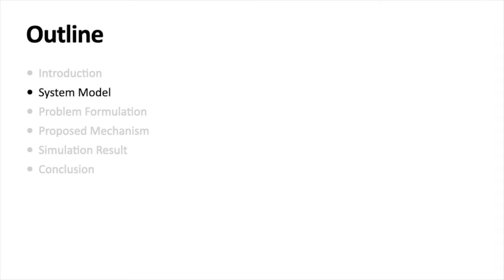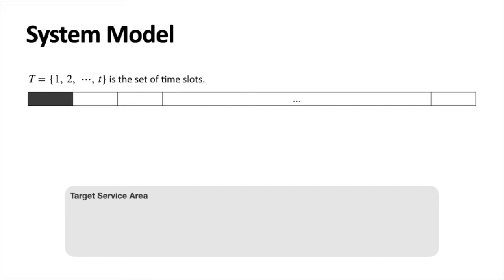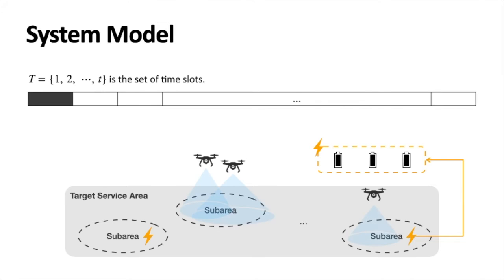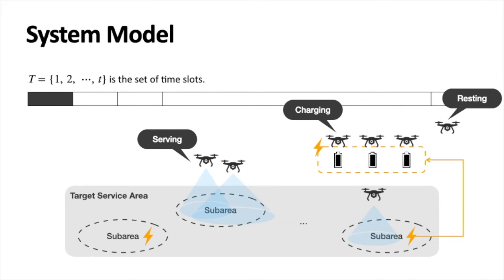To start with, we talk about the system model. First of all, the whole process is split into T time slots with the same length. Also, the target area is divided into several independent sub-areas. Some sub-areas have one charging station while some don't. And in the charging station, there are charging slots. So, for example, the rightmost charging station has 3 charging slots. Therefore, in a time slot, UAVs might be serving some sub-areas, charging, resting, or flying.